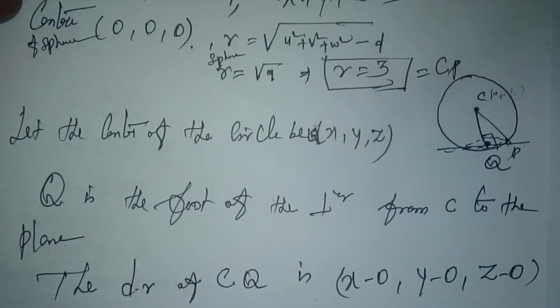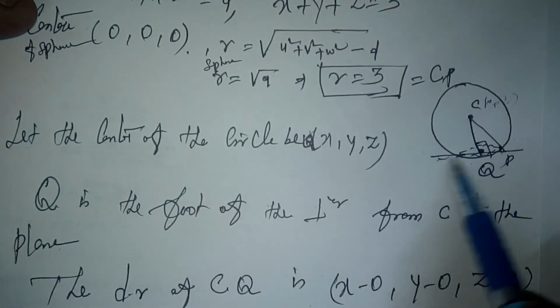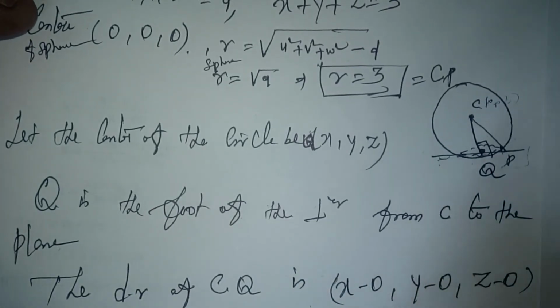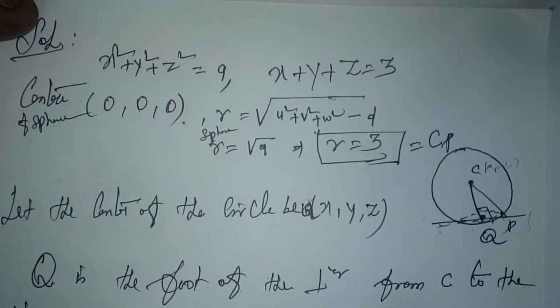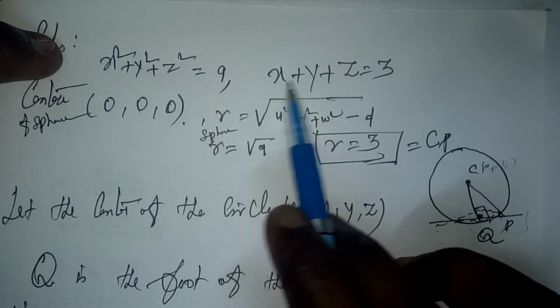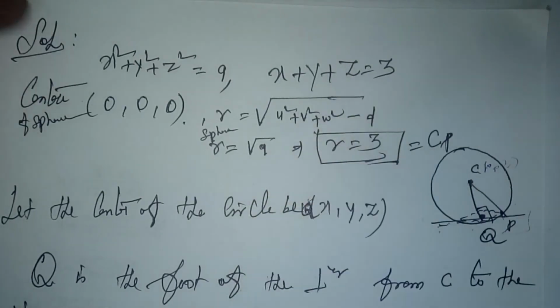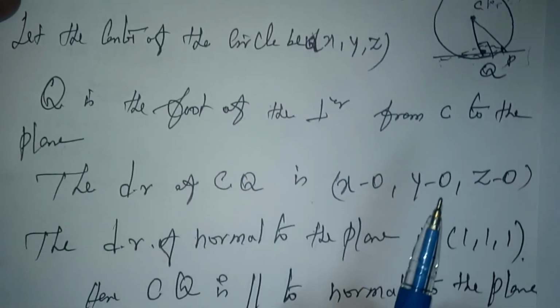The direction ratio of the normal to the plane, right? So any normal to that plane. What is the equation of the plane? This is the equation of the plane. The normal to the plane is what we get from the coefficient of x, coefficient of y, coefficient of z. So that is 1 comma 1 comma 1. That is the direction ratio of the normal to the plane, right?